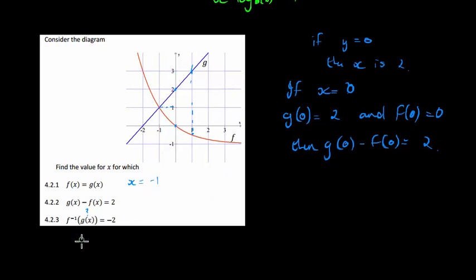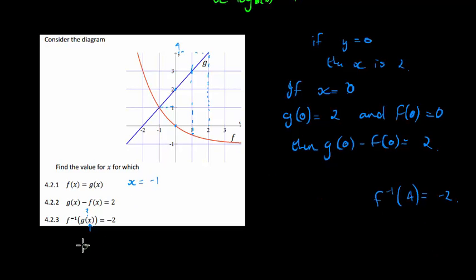Let me interpret this for you. What value must I give for x, so that if I put that x value into g, I'm going to get an answer? So let's take 2 for example. I'm going to get an answer 4. Now if I put 4 into the inverse, I must get -2.